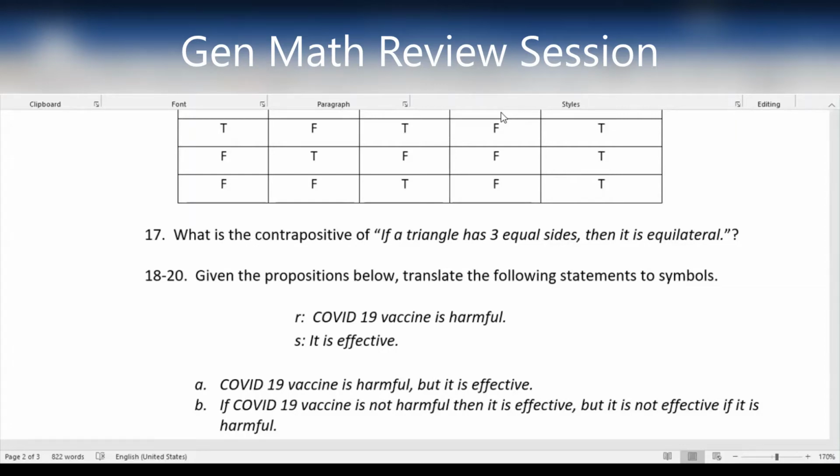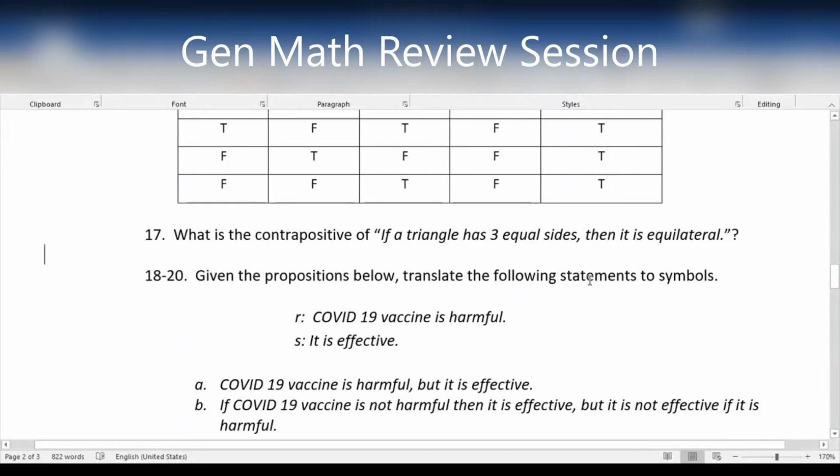Ara, nakailan na ako? 1, 2, 3, 4, 5. Sige. Last na yung kay Ara, although may mga humabol pa. It is not equilateral if a triangle does not have 3 equal sides. So, mukha namang all of you got it correct. Kaya lang yung pagka-state ng English, anyway, it's multiple choice naman.